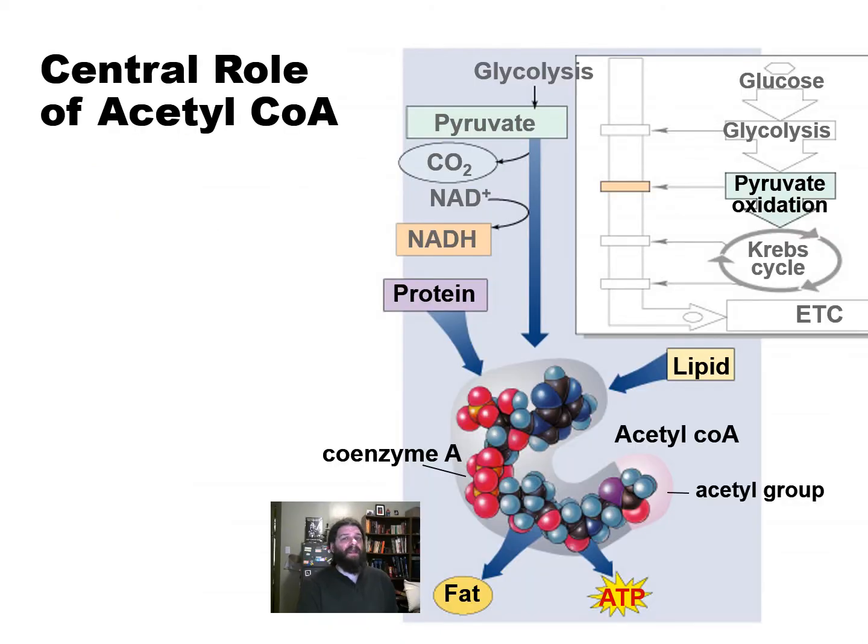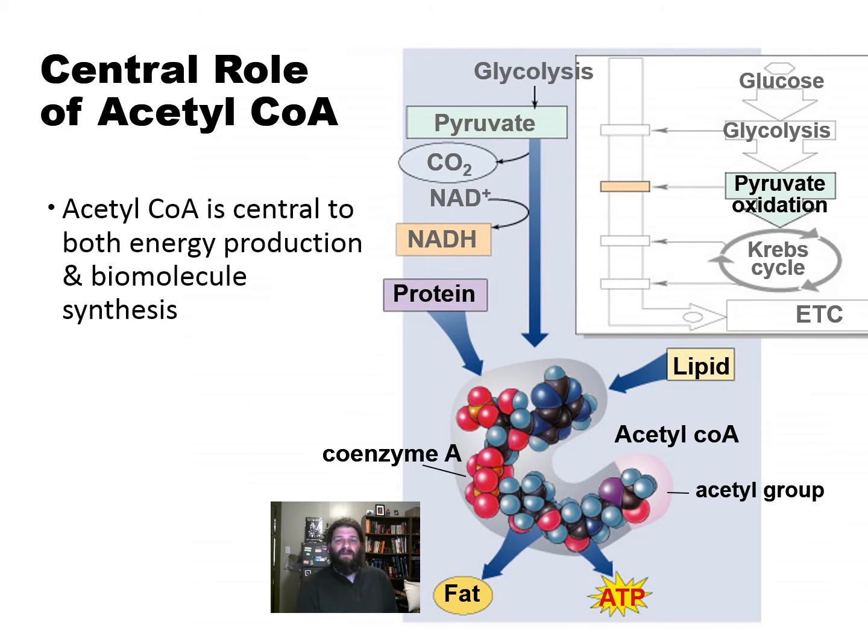Acetyl coenzyme A sits at kind of a critical control point in the whole process. It's really going to determine whether the pathway is going to run forward and yield ATP or run backward and yield some more intermediaries or fats.